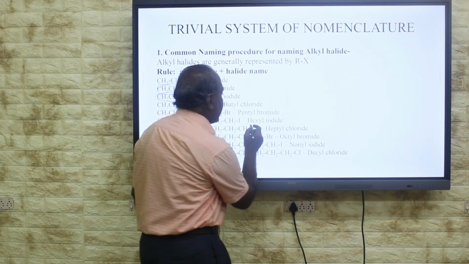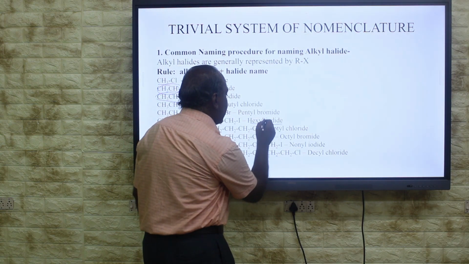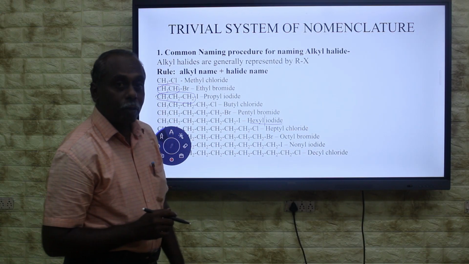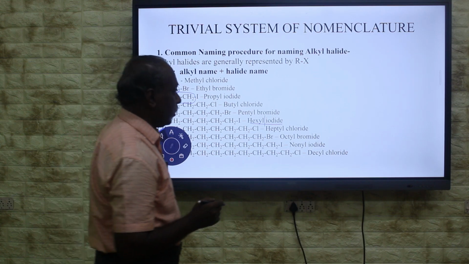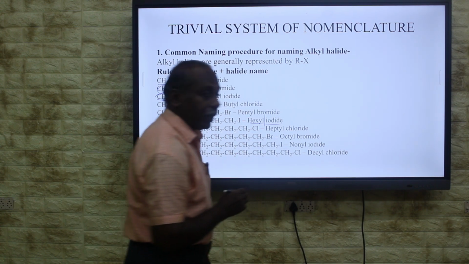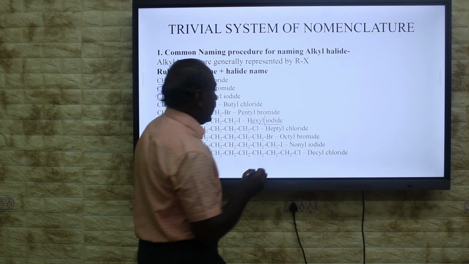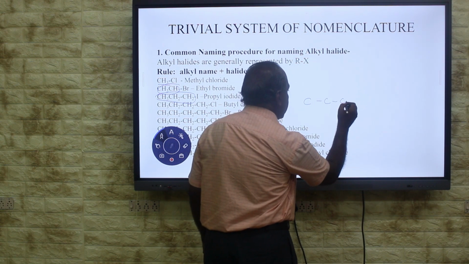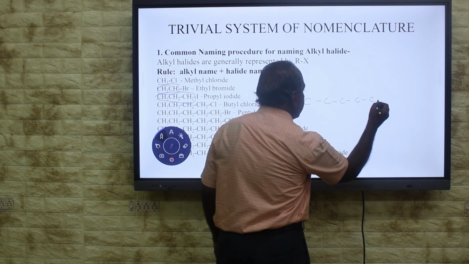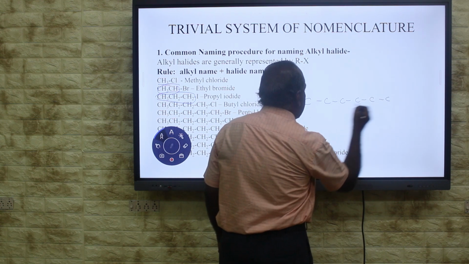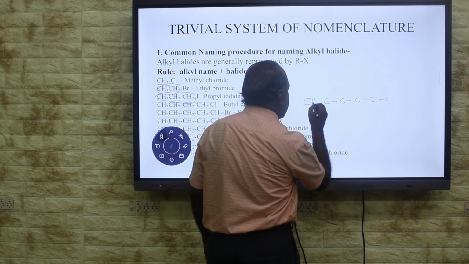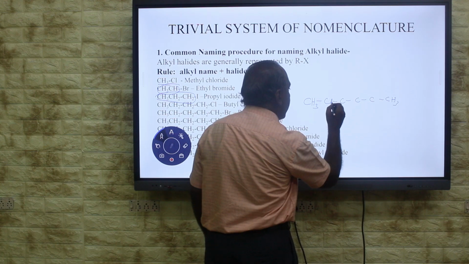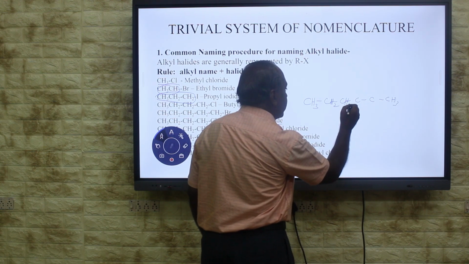I will take hexyl iodide. This hexyl indicates an alkyl group having 6 carbon atoms. We are going to write the structural formula of the compound. Six carbons are to be written. Here both the ends have 3 hydrogens, and the remaining carbons have 2 hydrogens. That is hexane.